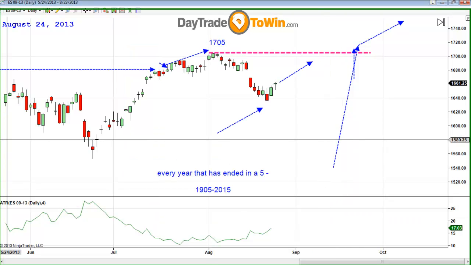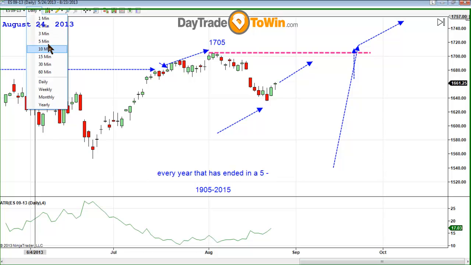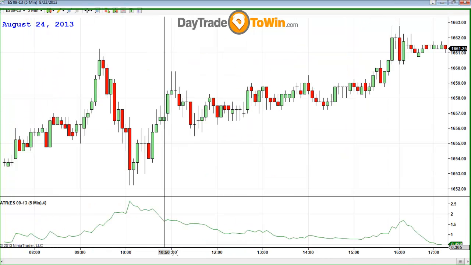So let's move into something a little bit different here. I want to show you a little bit about manipulation and about trailing a stop as well. So I'm going to go back to a 5-minute chart. Some of you want to see a 5-minute chart here.